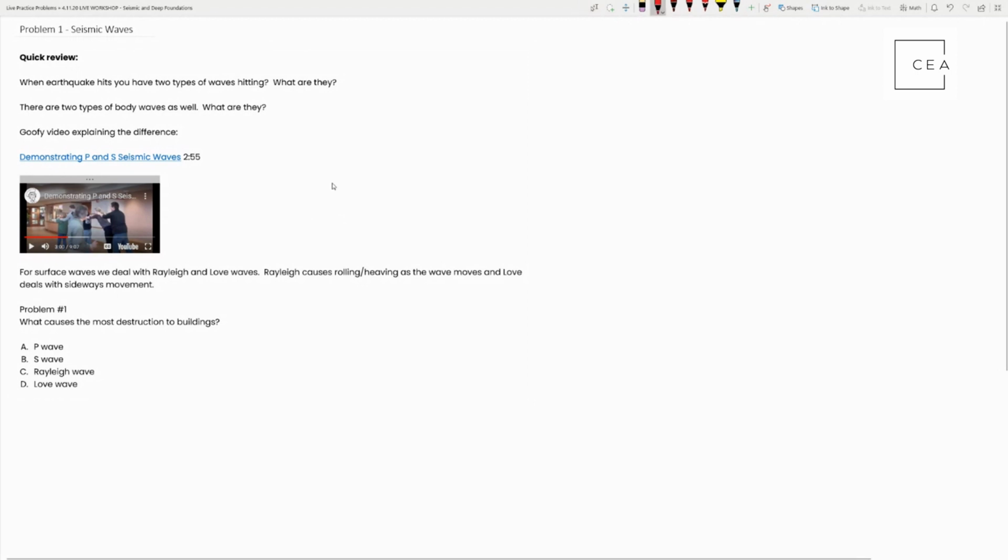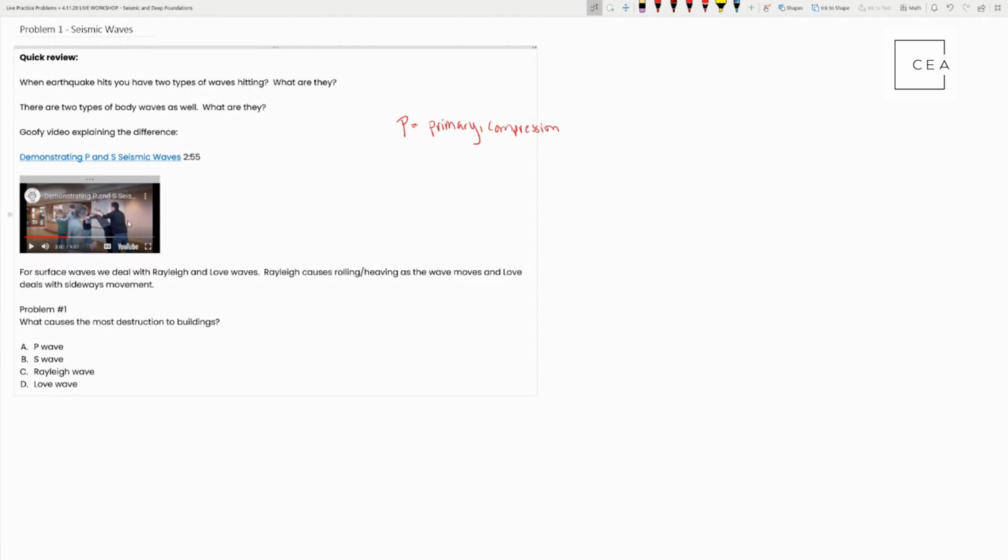So if I can write this down, let's see. P waves are primary waves, or they're sometimes called compression waves. And just like this example showed, a guy hits them and they just kind of move back and forth, kind of like a slinky if you were just to give it a push.